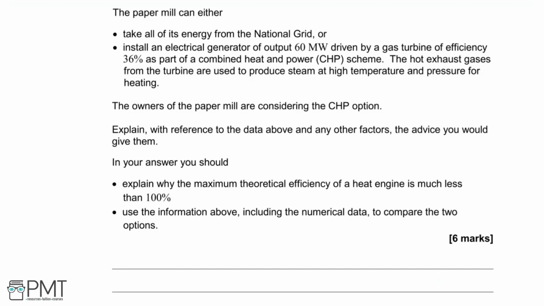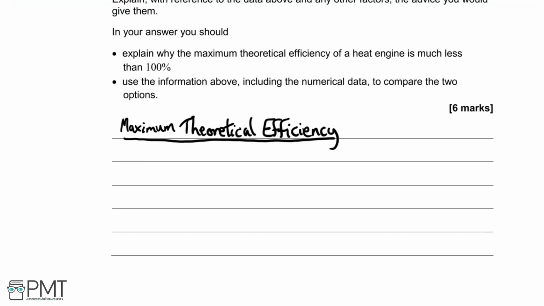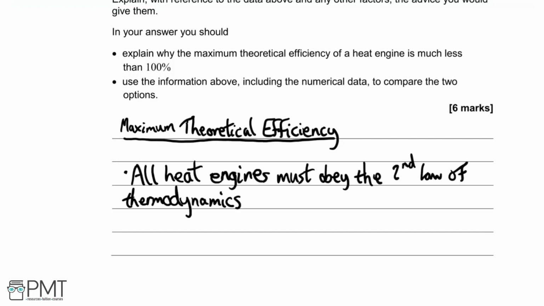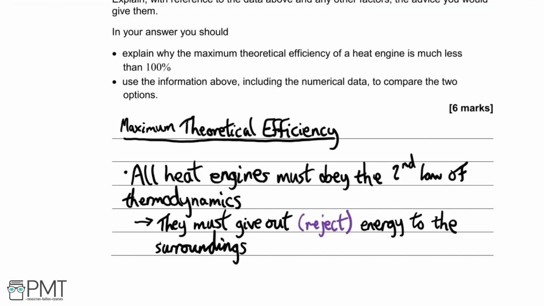So in answer to this question, we need to address these 2 bullet points. Let's do them one by one. So let's first of all talk about the maximum theoretical efficiency being much less than 100%. So the first thing that we can say is that all heat engines have to obey the second law of thermodynamics. Now, instead of defining what this is, we can include this as a separate point. So there needs to be a sink to which energy is sent out. The next thing that we can write down is the maximum efficiency of such a heat engine.